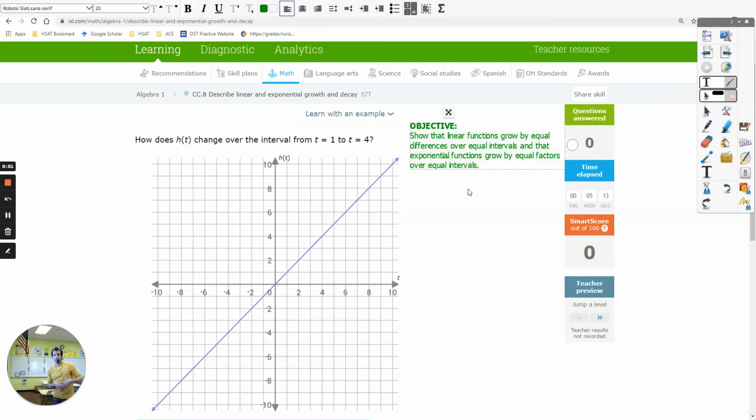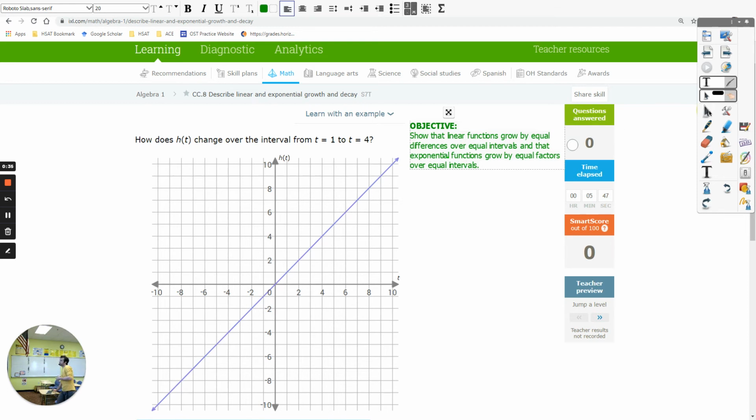Hello everyone. In this video we are going to show that linear functions grow by equal differences over equal intervals and that exponential functions grow by equal factors over equal intervals. So that's what we're working on, linear equations and exponential equations, and seeing how they grow, what's the difference from one point to the other. So we are working on IXL Algebra 1, CC.8 Describe linear and exponential growth and decay.